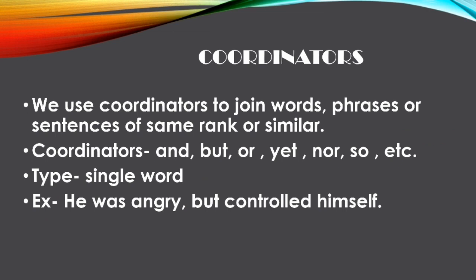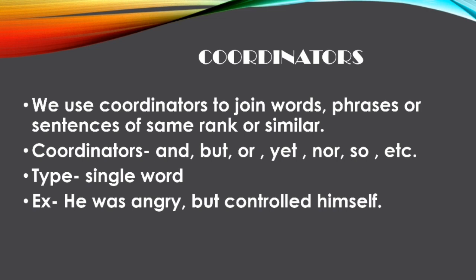First of all, let's know about coordinators, or we can say coordinating conjunctions. Now we use coordinators to join words, phrases or sentences of the same rank, or they are similar, like of the same category, right? So basically students, let's know about them through some types. Coordinators can be single word also or correlative also. Let's see these coordinators: and, but, yet, nor, so.